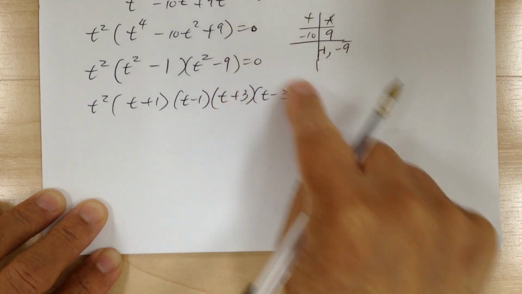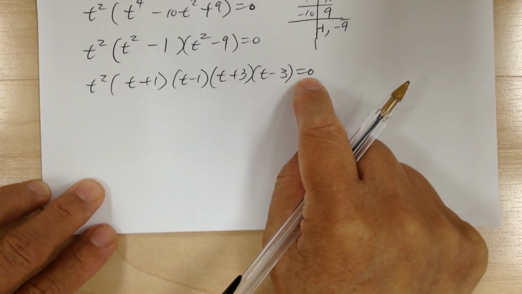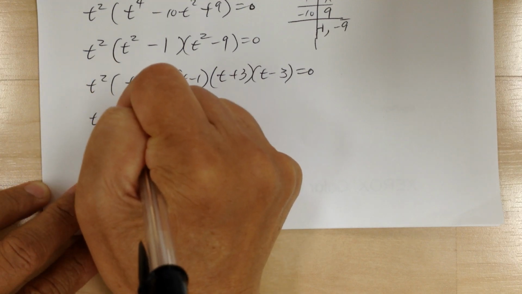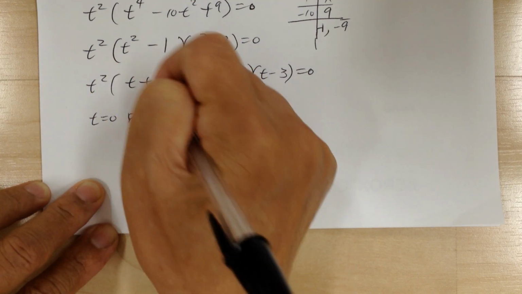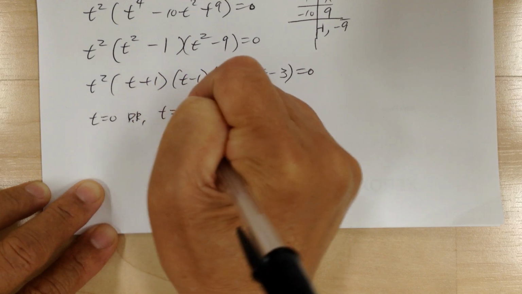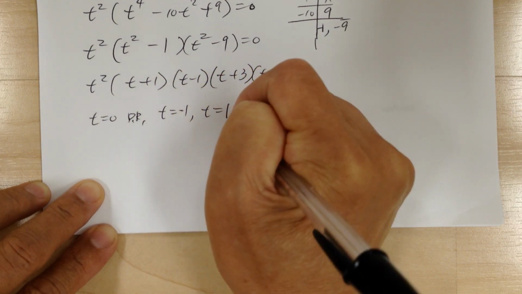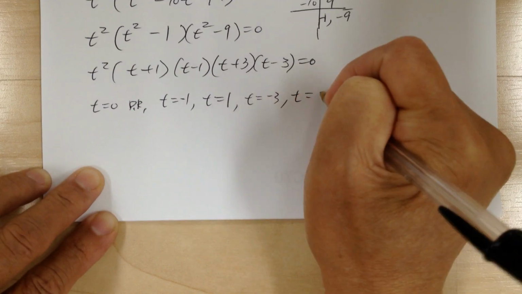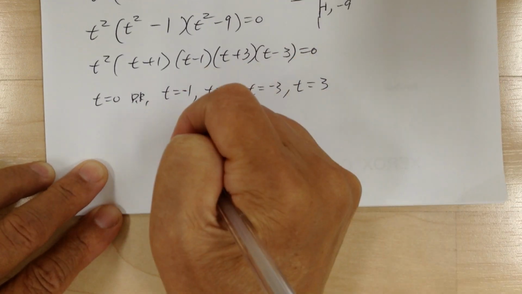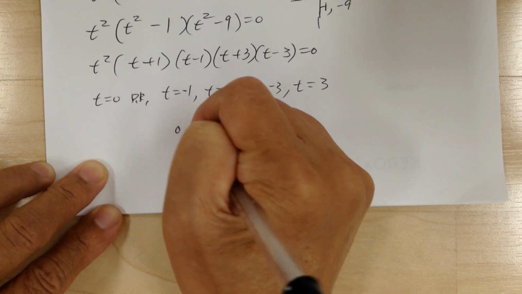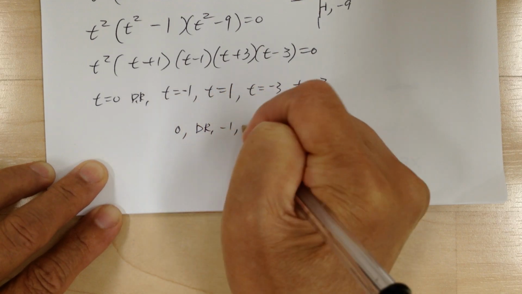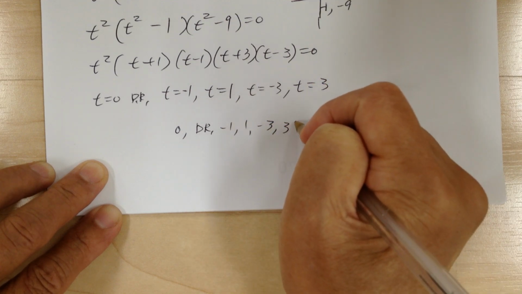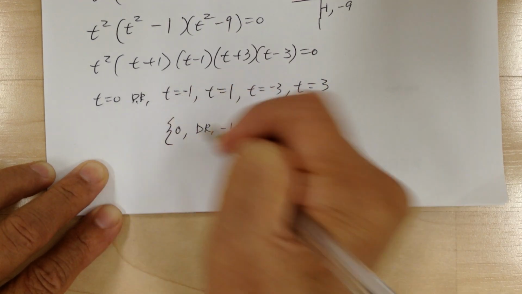Now, make sure you follow through with which factors equal 0, because it's an equation, right? So from here, you're going to get t equal to 0, and this is a double root. And you're going to get t equal to negative 1, t equal to 1, t equal to negative 3, and t equal to 3. So when you write this, you're going to get 0, double root, and negative 1, 1, negative 3, 3.